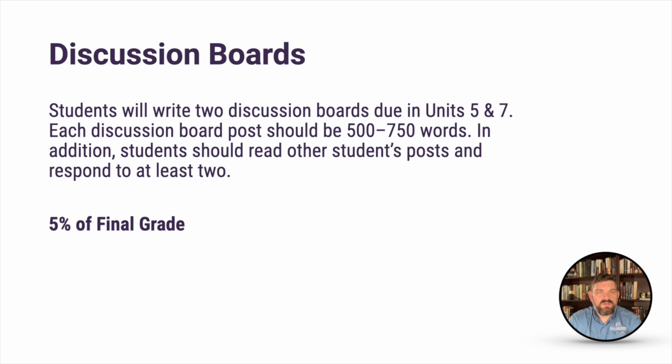Discussion boards. Students are going to write 2, just 2, in Units 5 and 7. And each of these discussion board posts should be 500 to 750 words. There are prompts for you to follow with questions so that you have a specific topic that you'll be writing on. Once you make a post, then you should go read somebody else's, 2 somebody else's actually, and post on theirs.